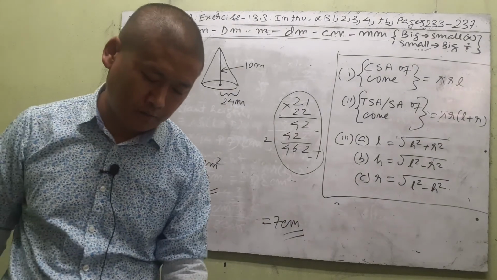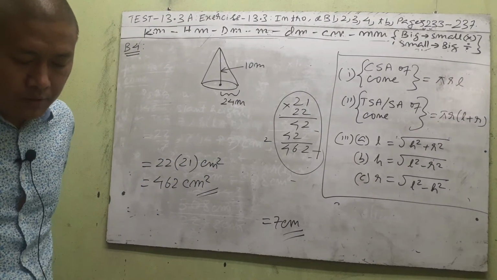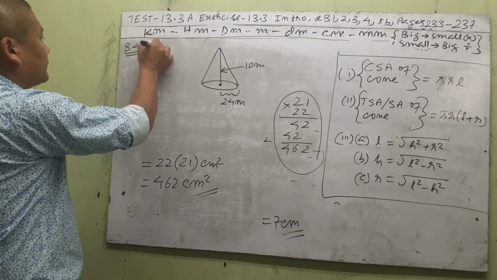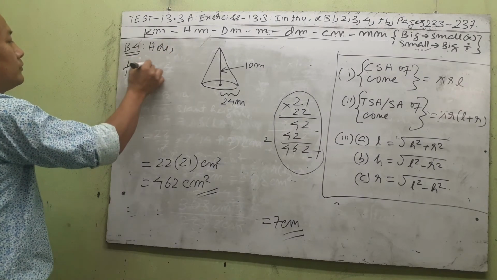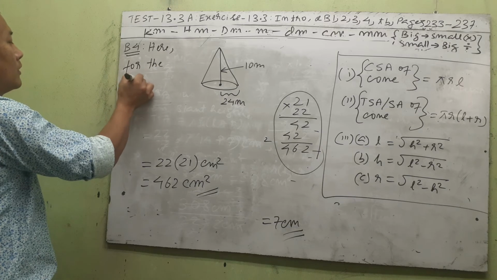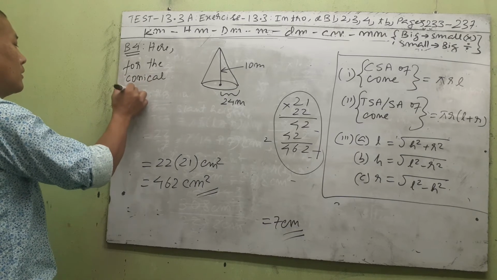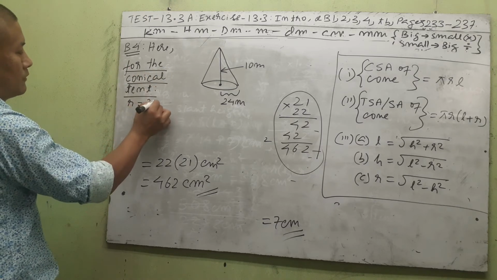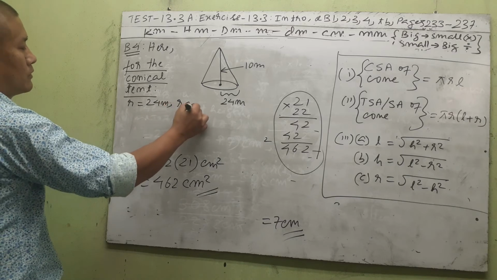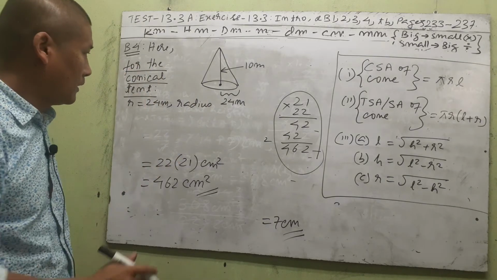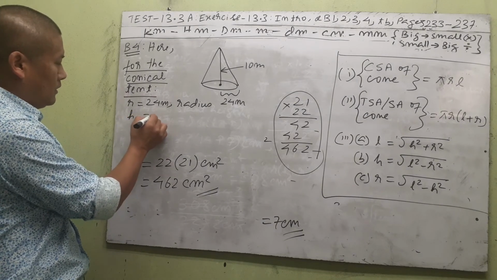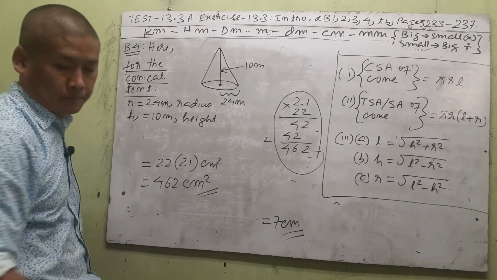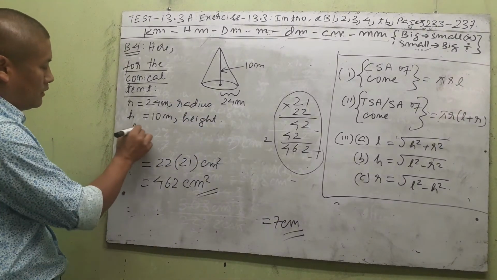Find number 1, slant height of the tent. Number 2, cost of canvas required to make this tent, at a cost of rupees 70 per 1 meter square. So here, for the conical tent, R, 24 meter, is its radius. Then H is 10 meter, also height, not slant height. Height means the vertical height. Asking you to find L, question mark.